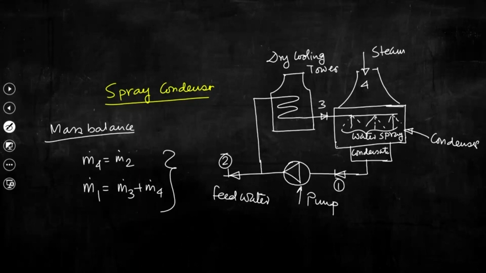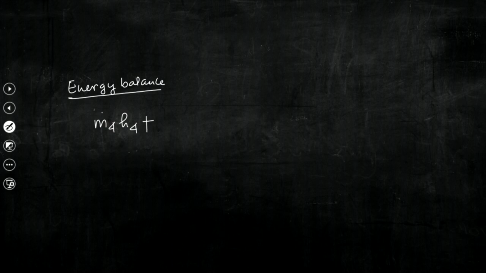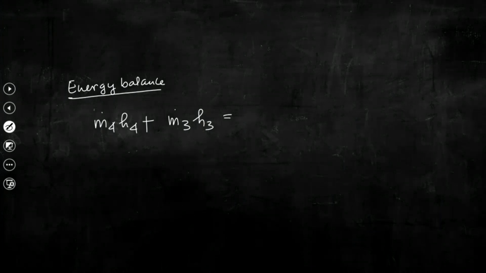So, we can write m dot 4 H4, that is the total energy available with the flowing stream, plus m dot 3 into H3. So, this is the energy available with the flowing steam, and this is the energy available with the flowing coolant, equal to m dot 1 into H1. So, that is the total energy which is available with the condensate that is collected in the basin.